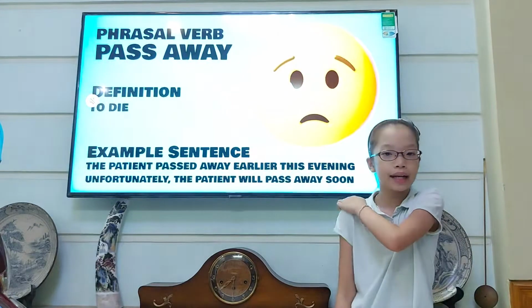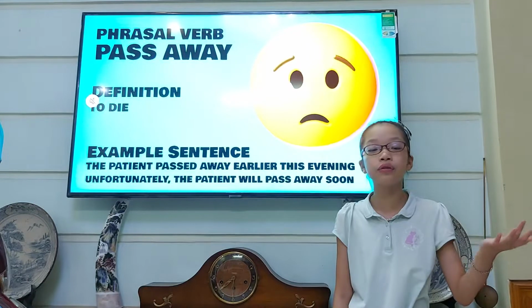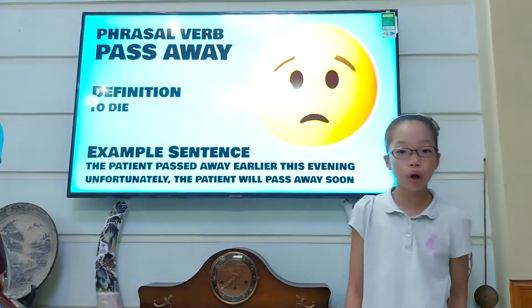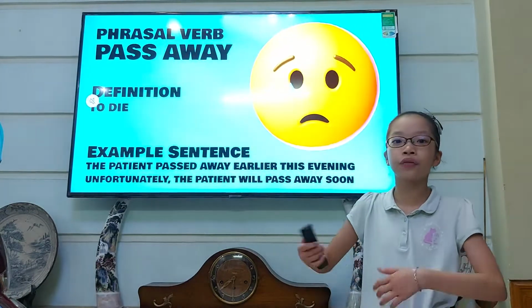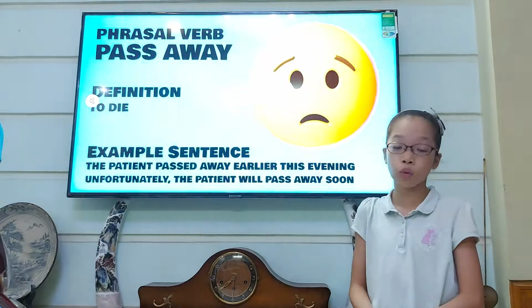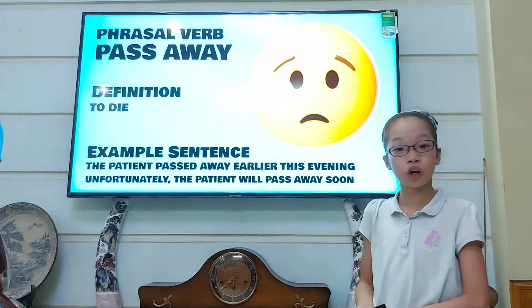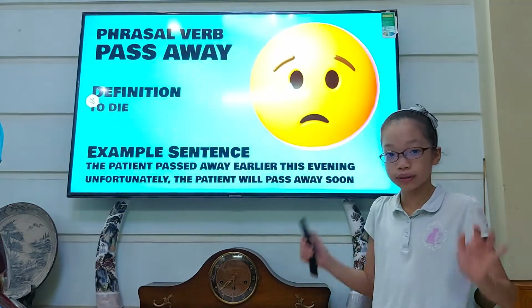Normally we use the word die. She died. But we use the words pass away to be more polite. I don't want to say that your grandparents died, right? Instead we say that they passed away. Pass away is a phrasal verb. It's kind of similar to die, but a little different.